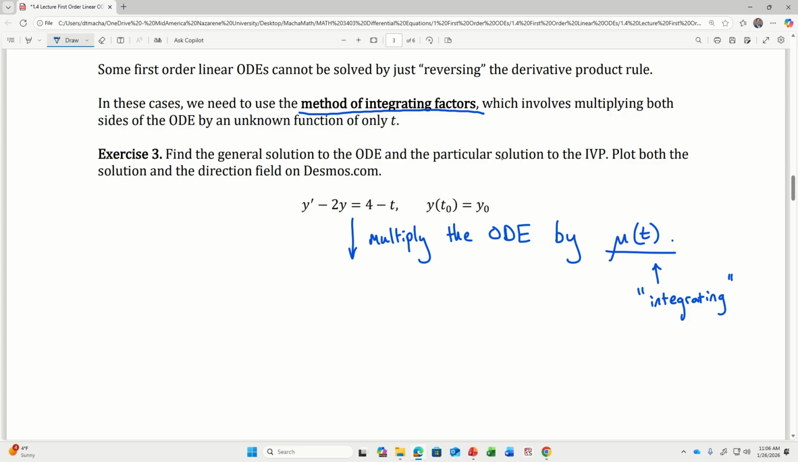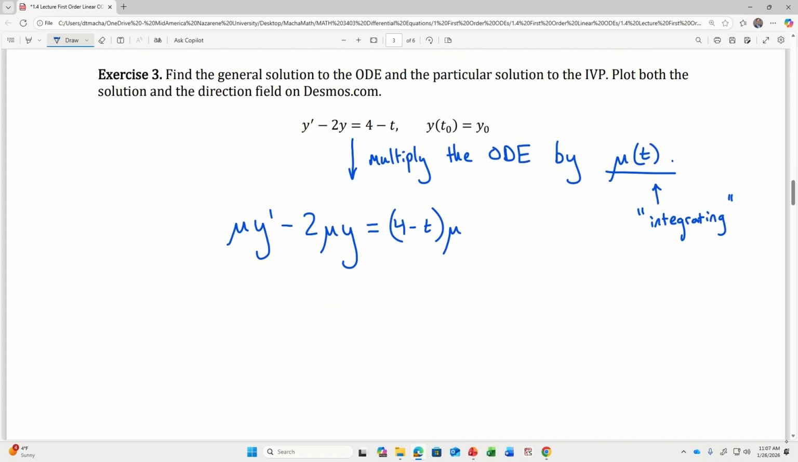But this is my integrating factor, and I can now write mu times y prime minus 2 mu y equals 4 minus t times mu. So I multiplied the entire thing through by mu.